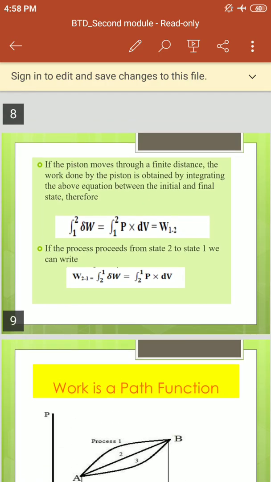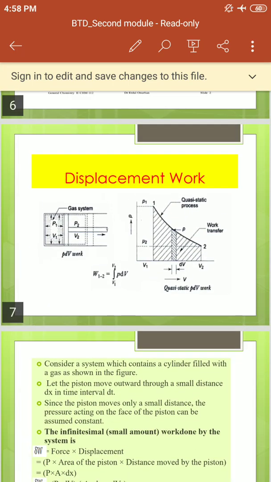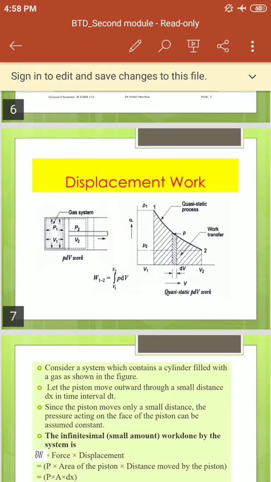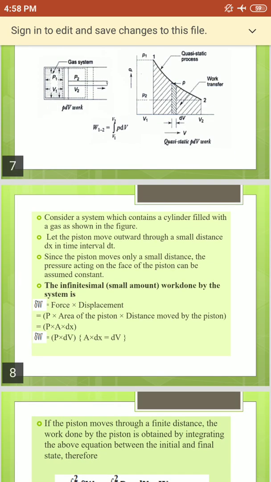That is first, displacement work. Next, once displacement work is over, displacement work means how you find the work done. That is, work done equals in general P dV, pressure and volume. You have to write that.